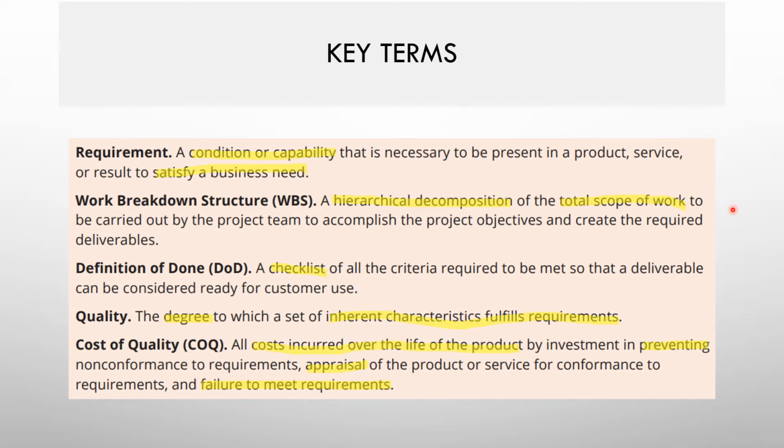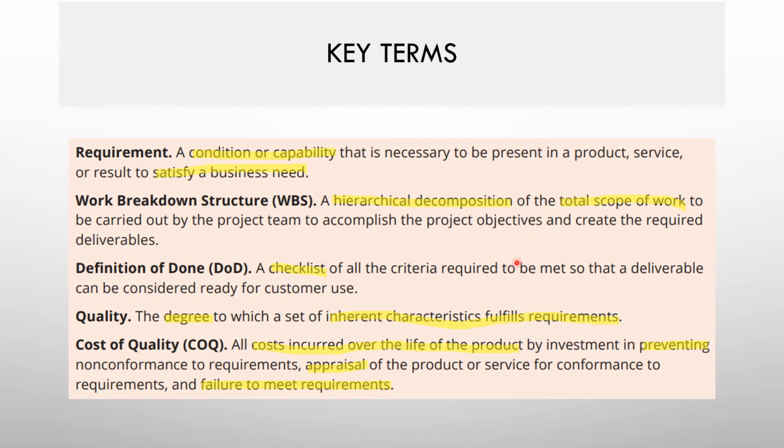So we need to understand what a requirement is. We already discussed it in previous videos as well. A requirement is a conditional capability that needs to be present in the product or service you're going to produce, which is satisfying a business need. Work breakdown structure is a very technical term in project management. It is a hierarchical decomposition of the total scope of the work. So it will be broken down from the scope statement, bigger chunks and then smaller chunks. It will be detailed out to the smallest level, called a work package.